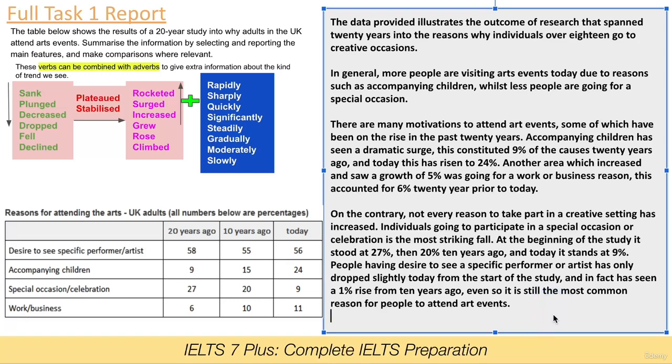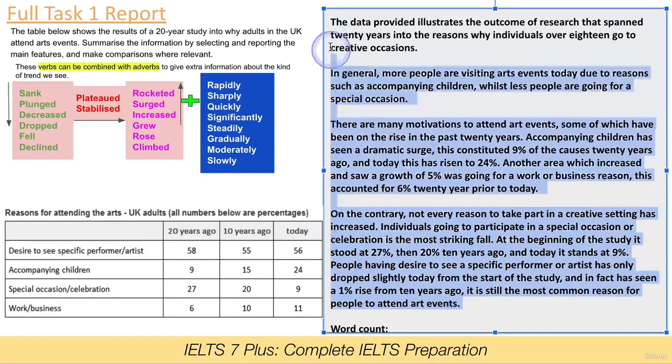People having desire to see a specific performer or artist has only dropped slightly today from the start of the study, and in fact has seen a 1% rise from 10 years ago. Even so, we're agreeing, so we can say it is still the most common reason for people to attend art events. Okay then, so we have tackled this table, and as they are percentages, we can approach it in a very similar way as we would a bar chart or a line graph, and these words really help us to break it down there.